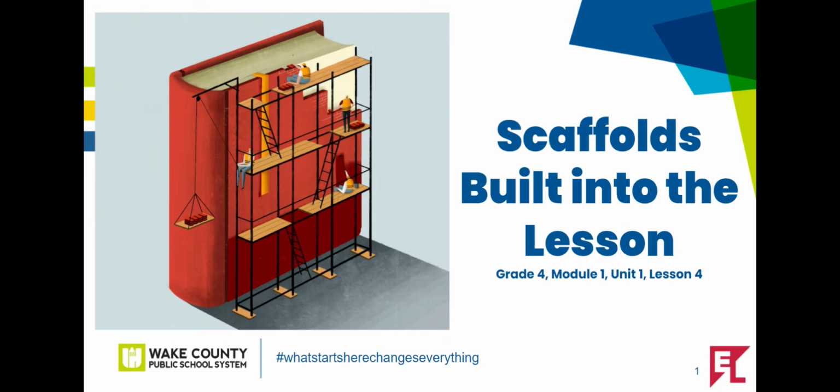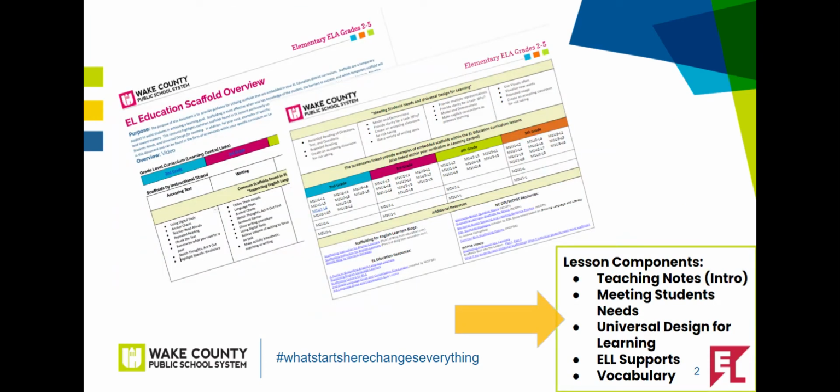Throughout this learning opportunity, we will focus on examples of scaffolds that already exist within EL education lessons using Lesson 4 from Grade 4, Module 1, Unit 1. An EL education scaffold overview document for elementary ELA grades 2 through 5 can be found in Learning Central under the appendix within each grade level module and also in the teacher planning tools for your grade level curriculum. Please refer to this document for additional supports as you plan.